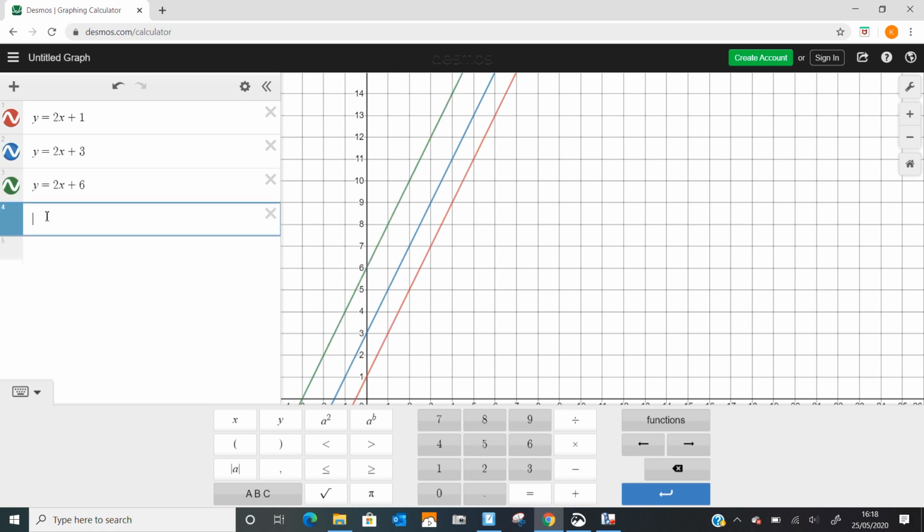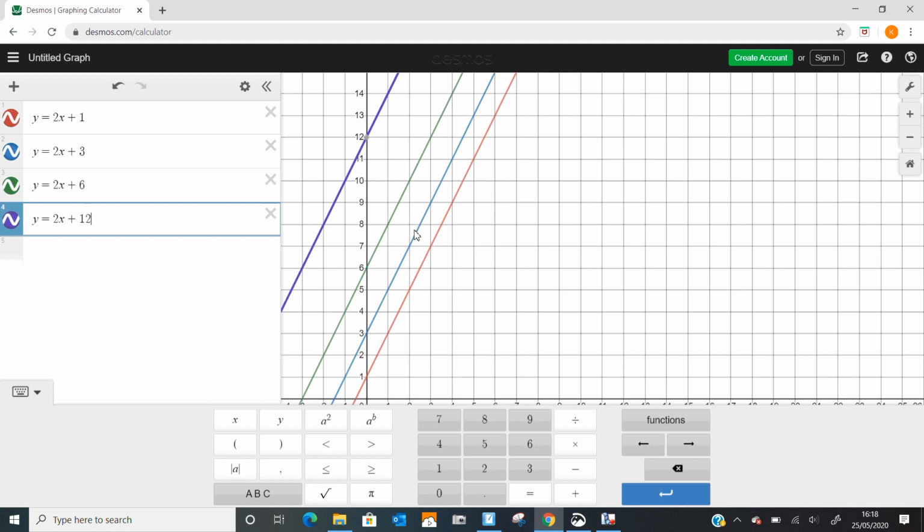What about one that's y equals 2x plus 12, what would you expect? It's quite easy to understand once you see what the values will do. y is equal to 2x plus 12. There we go. So it goes through 12, and it's got the same gradient as these other lines that are here. So that's what we would expect.